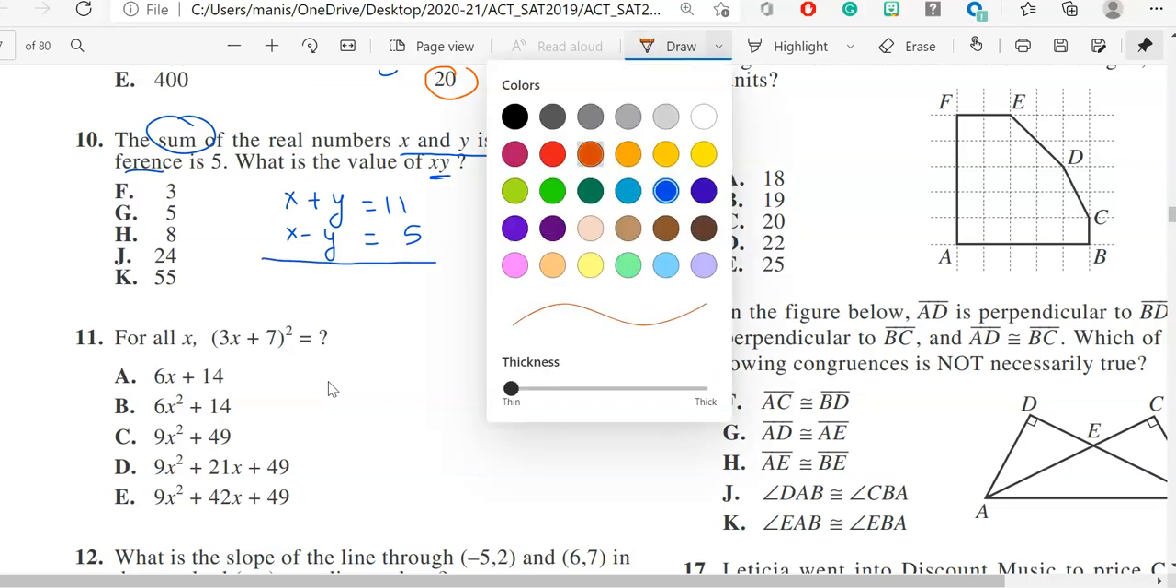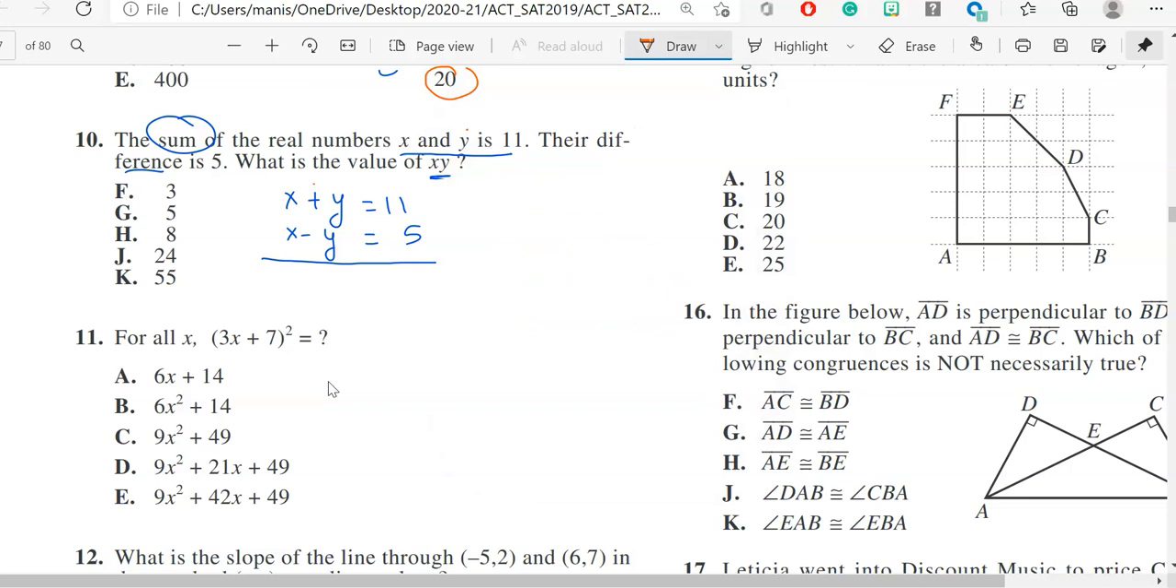So what I will do over here is solve this system of equations. I'm left with 2x is equal to 16, which gives me the value of x is 8. Now since I have x as 8, I have to find y. Once I find y, I can substitute in x times y and I will get the answer.